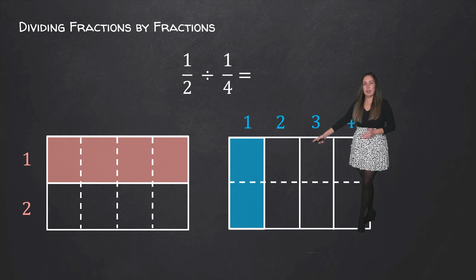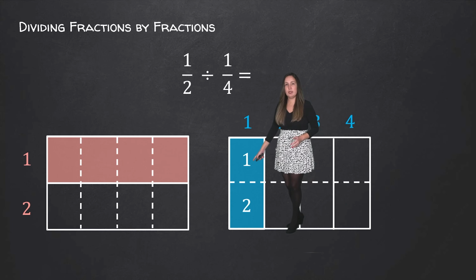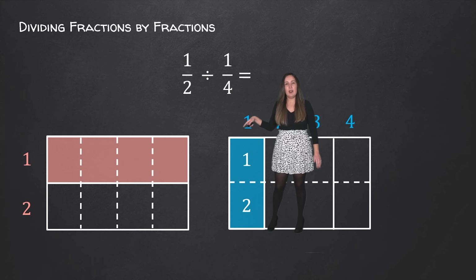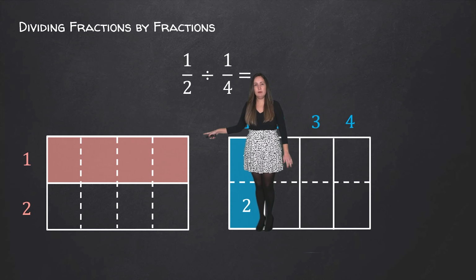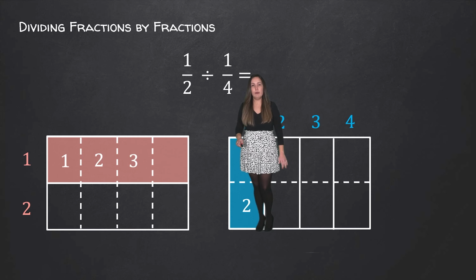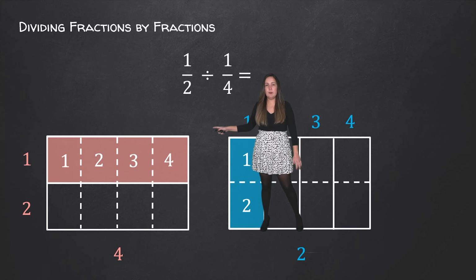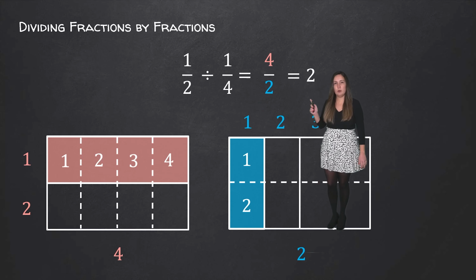In this rectangle, for our blue parts, we have 2 pieces. And if we want to figure out how many times 1/4 goes into a half, we have to figure out how many times these pieces go into here. Well, here we have 4 pieces. So in the blue we have 2, and the pink we have 4. So 4 over 2 is equal to 2.